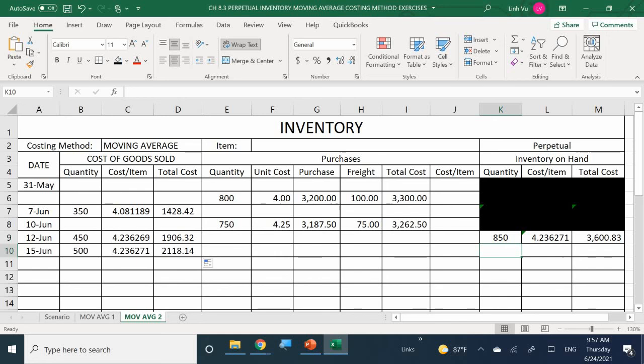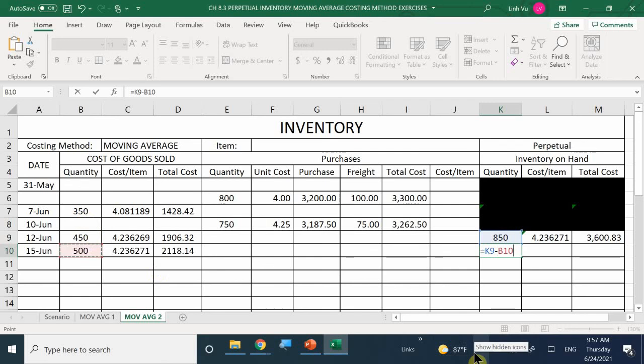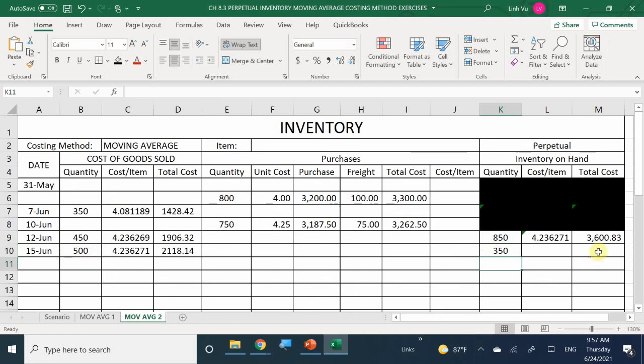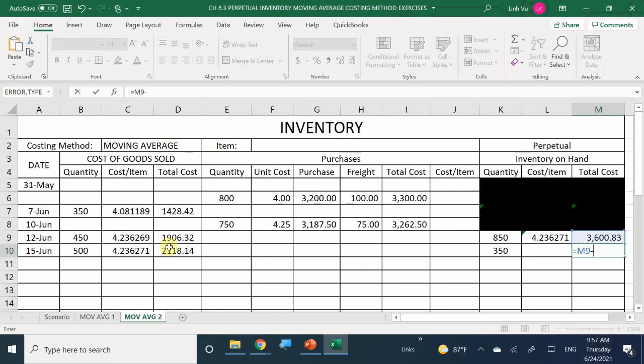Yes. Okay, so let's update my inventory. If I sold 500 units or toys, what is my new quantity? I got 350. 350. Okay. What is my new total cost if I sold $2,118.14?